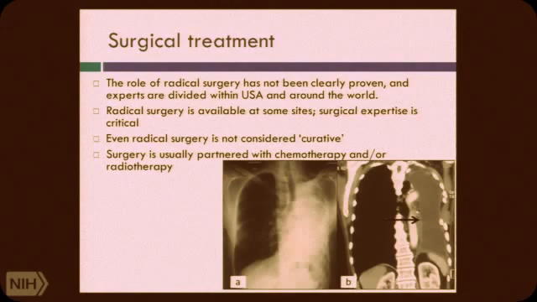Surgical treatment. The role of radical surgery hasn't been clearly proven. Experts are divided. There are many people who strongly advocate for surgery, and I think more work remains to be done, so I'm going to sit on the fence there. But what I would say is absolutely critical is the surgical expertise and the volume of surgery that people do. Even radical surgery is not generally considered curative, but surgery is usually partnered with chemotherapy and or radiotherapy. We certainly hope that in some people these sorts of aggressive treatments can leave them in a very good position for a very long time.